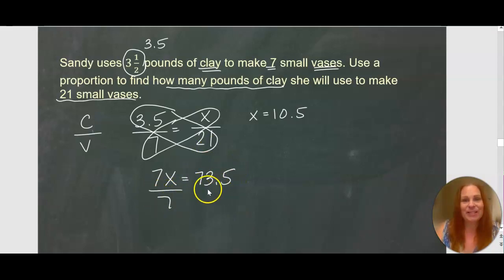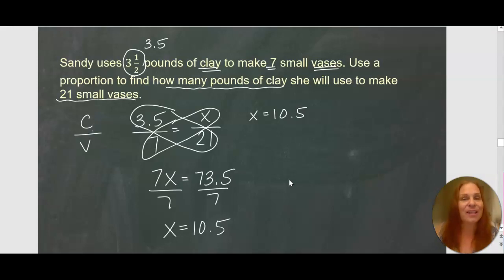Divide both sides by 7, and you'll get the same answer. But it is okay to look at that and say, oh, that's just times 3. Times 3 on the bottom means I must have multiplied by 3 on the top. And that's fine when that relationship exists.